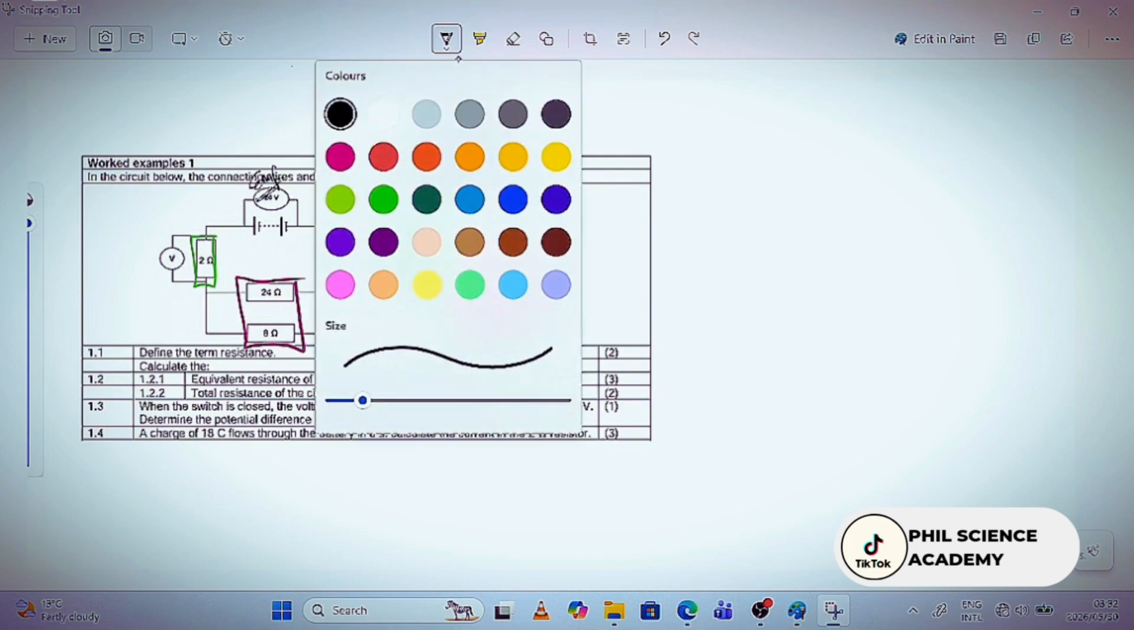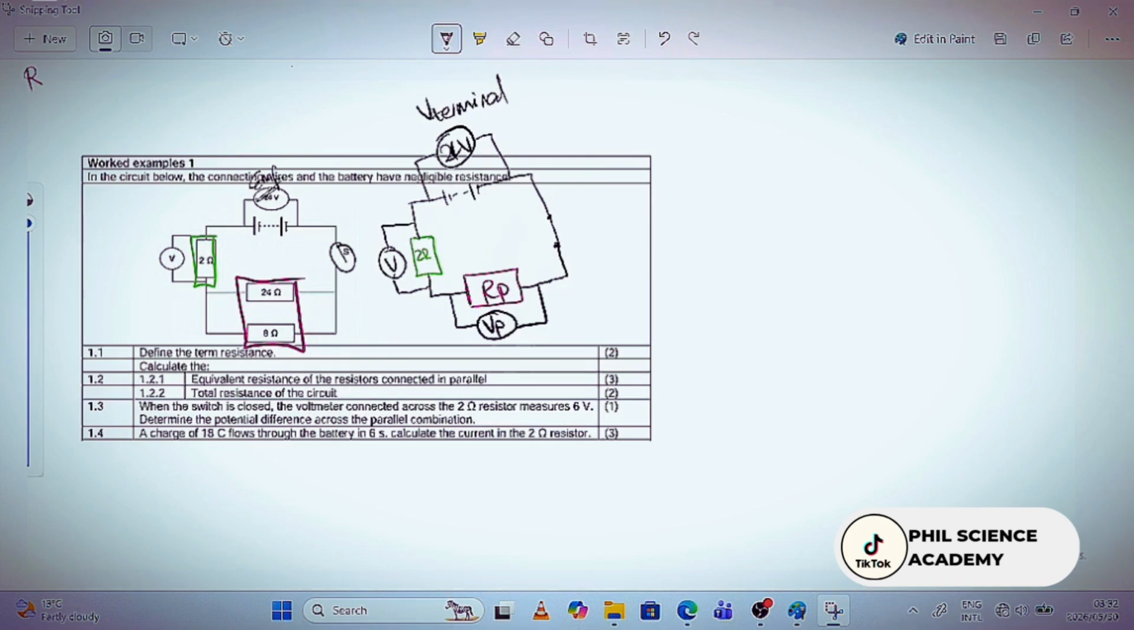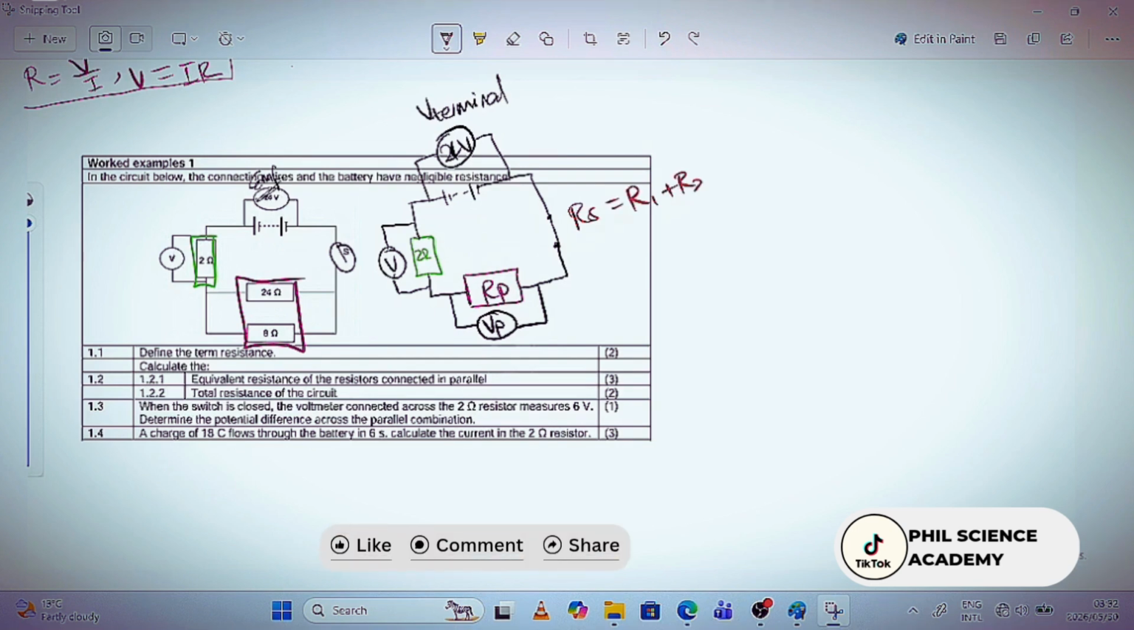Remember, the most important one is Ohm's law, R equals V over I. Or if you want, you can write V equals IR. Remember, this is one and the same thing. This is Ohm's law. Now, when these two resistors here are in series, you're going to say R1 plus R2 since they're in series. And these two resistors here are in parallel, so you're going to say 1 over R parallel equals 1 over R1 plus 1 over R2.